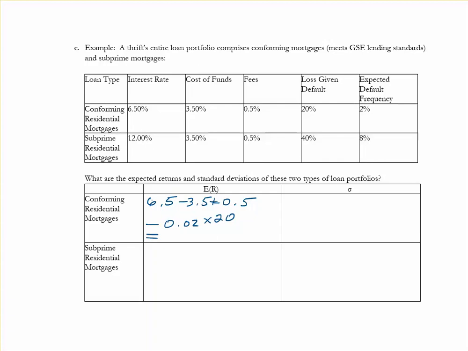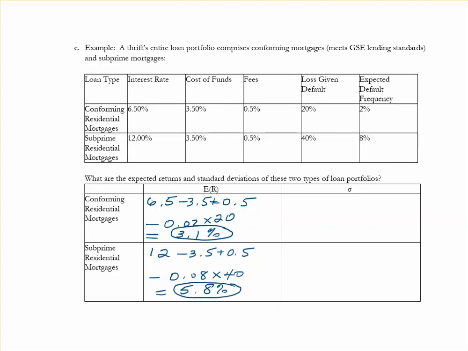And when you calculate these numbers, you'll get 3.1% there. Same thing for subprime, giving you 5.8%.